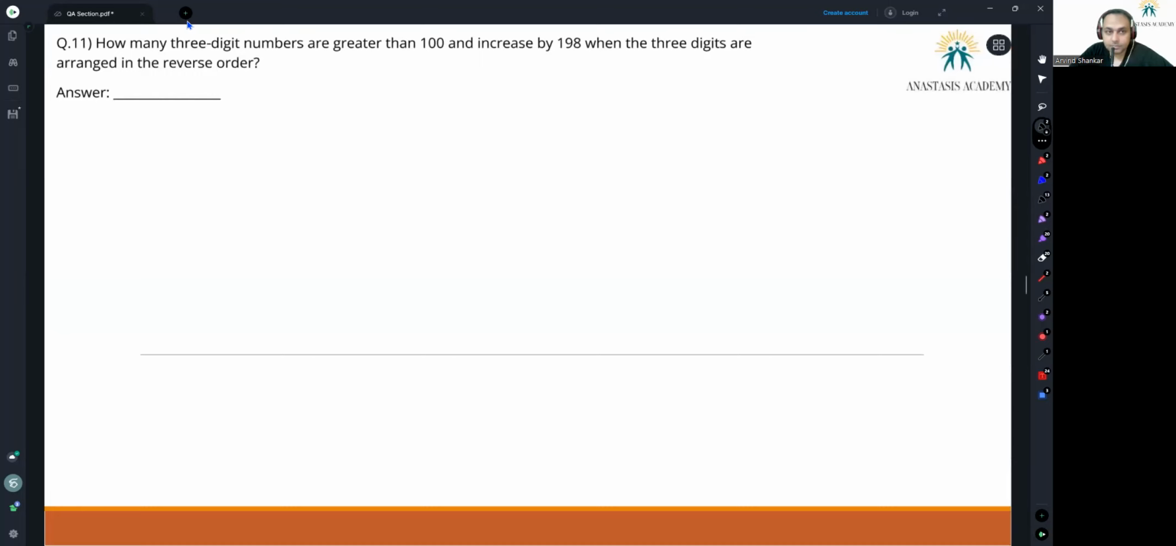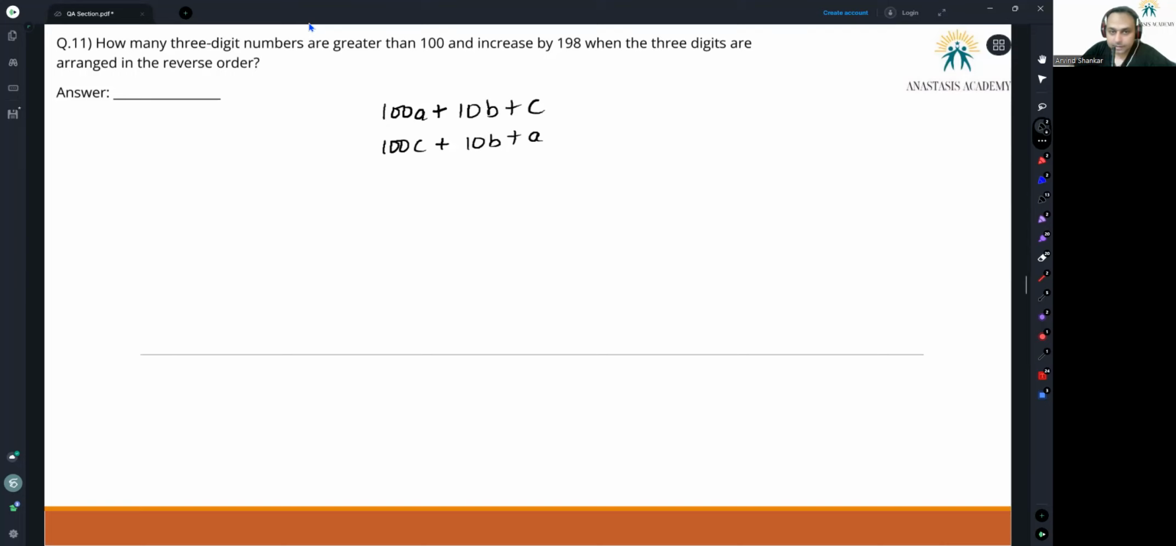How many three-digit numbers are greater than 100 and increased by 198 when the three digits are arranged in the reverse order? Let our basic three-digit number be 100A plus 10B plus C. When we reverse the digits, it will turn to 100C plus 10B plus A.